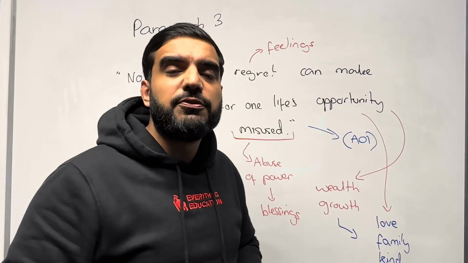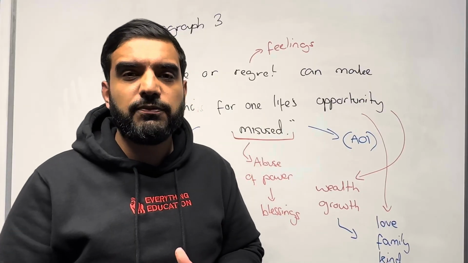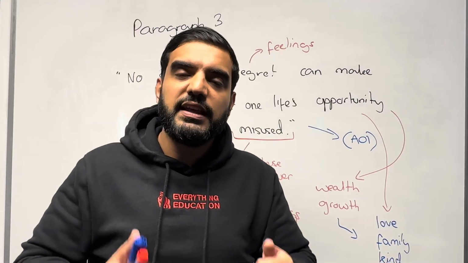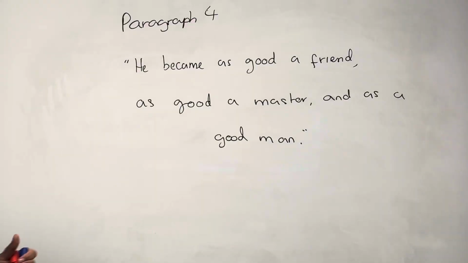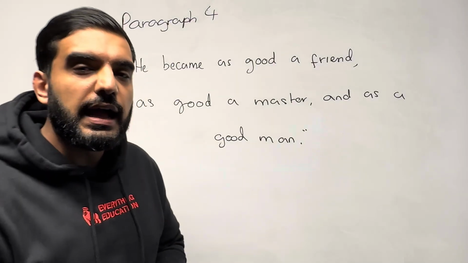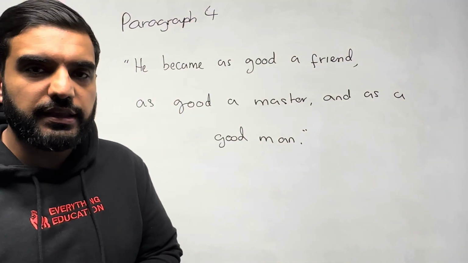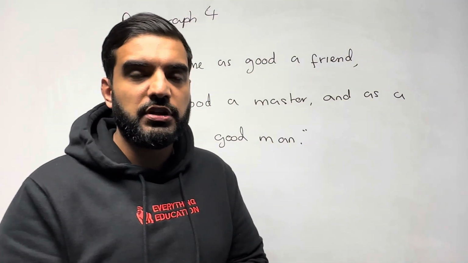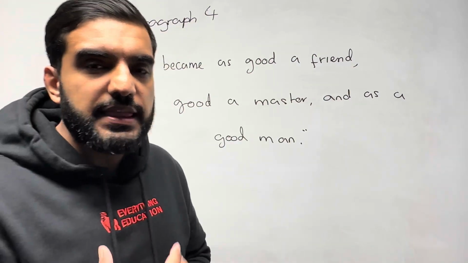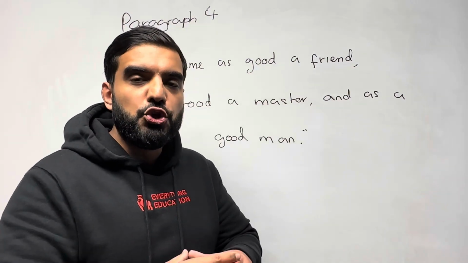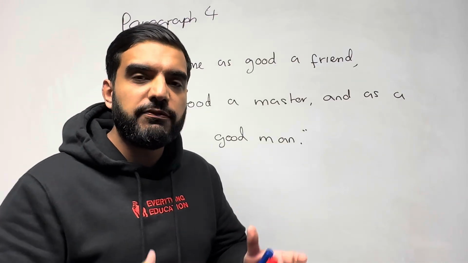Now, paragraph number 4, guys, we come full circle. Paragraph number 4 is the idea that it is never too late. Remember, guys, a top grade 9 essay for English literature is similar to an A-level English literature essay. In an A-level English literature essay, you have a hypothesis, you have an argument that you want to prove. Now we've come full circle.